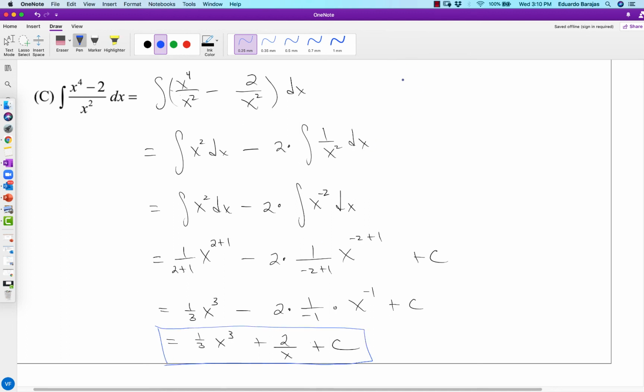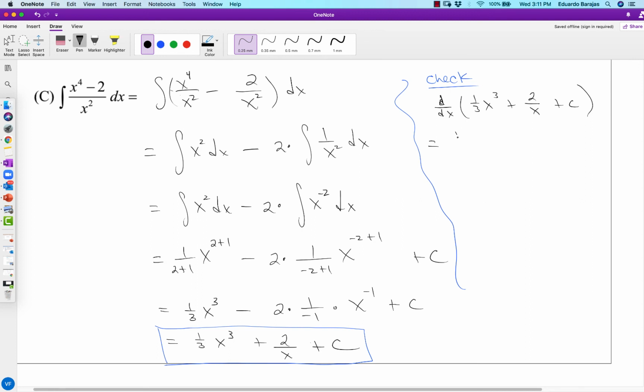And we can come over here and do a little side work to check it, just to make sure. Check that in fact it's true. So is it true that the derivative with respect to x of the function 1/3 x to the third power plus 2 over x plus c is equal to that? Okay, so let's figure it out.